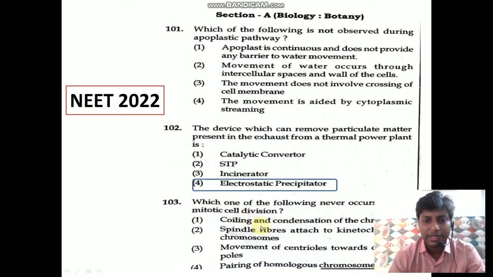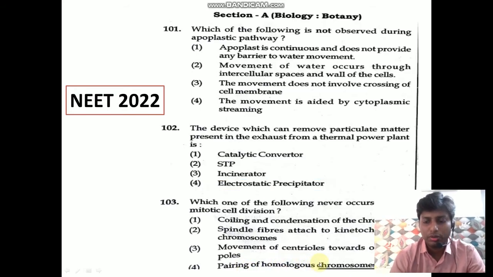Option number 1 is coiling and condensation of chromatids. Option number 2 is spindle fibers attached to kinetochores of chromosomes. Option 3 is movement of centrioles towards opposite poles. And option number 4 is pairing of homologous chromosomes.